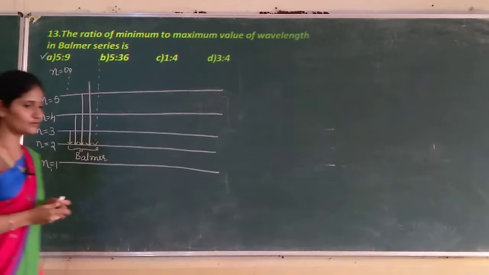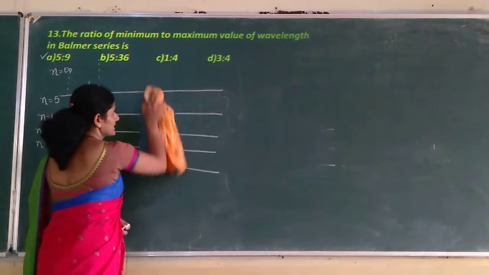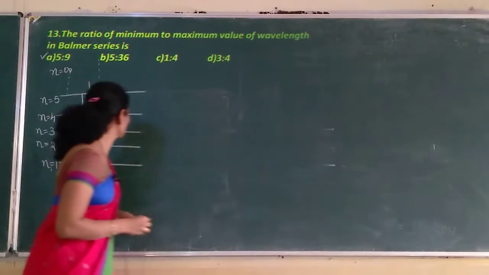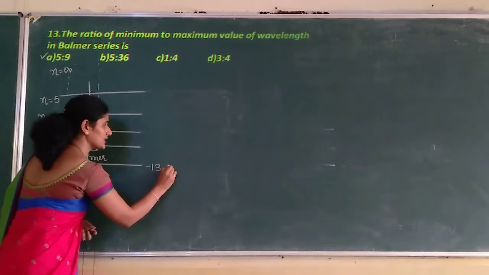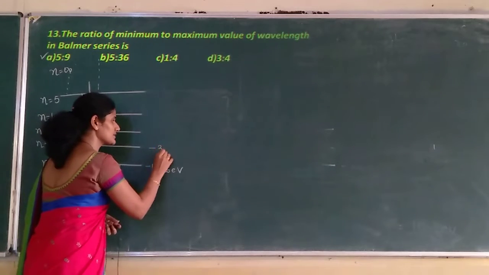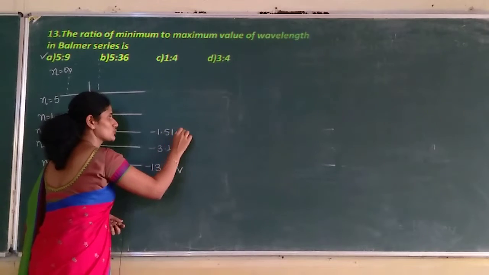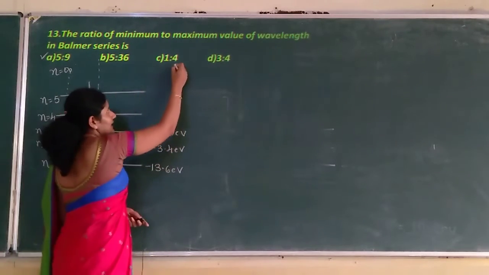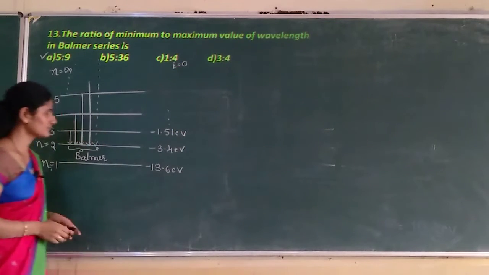Minimum value of wavelength and the maximum value of wavelength, that is nothing but the shortest wavelength and the longest wavelength. We know that for the first orbit, energy is minus 13.6 electron volt. For the next higher orbit, energy is minus 3.4 electron volt, minus 1.51 electron volt, and so on. For the infinite level, energy E is equal to 0.